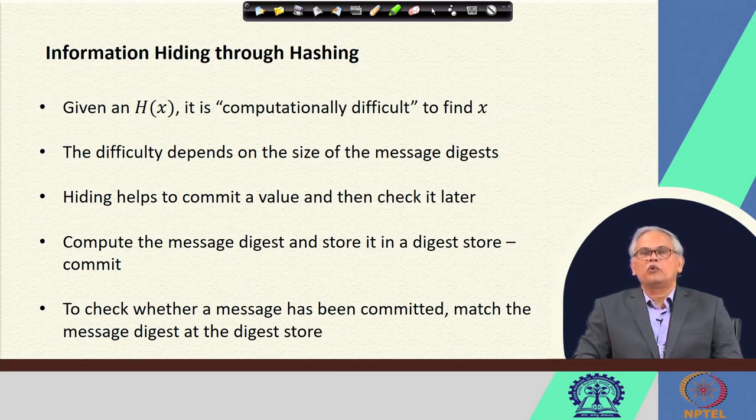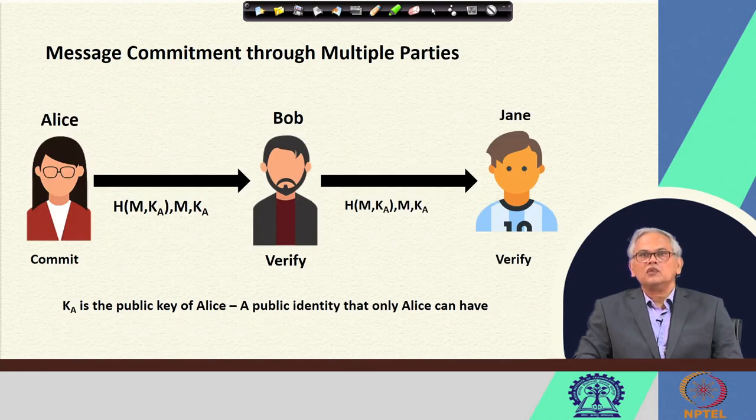So, this is one of the important uses of hashing, and again this property will be used in the context of blockchains. Now, we show here through a simple picture that say Alice has committed the hash and she has saved the hash of a message m along with what we call her public key. We will talk about this public key concept a little later in one of the lectures.